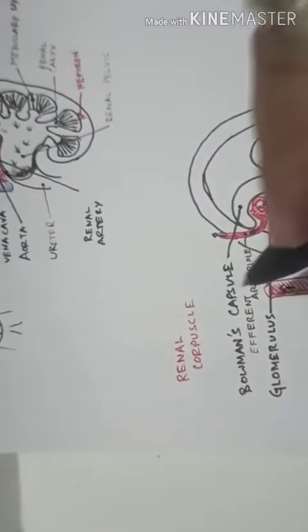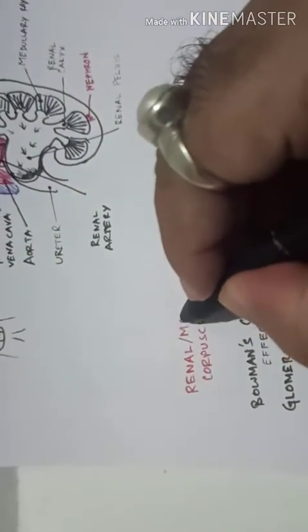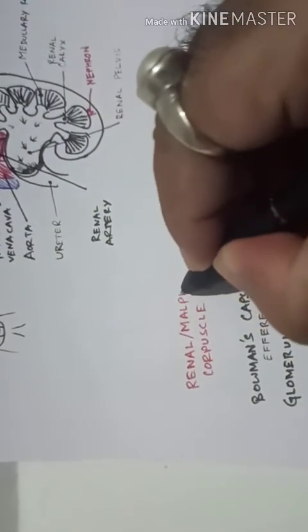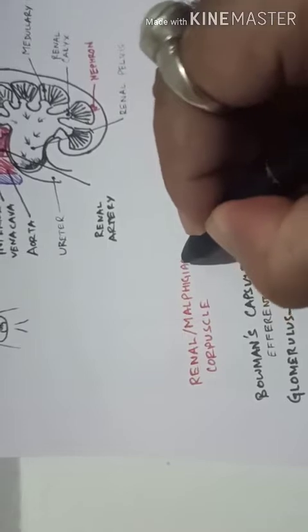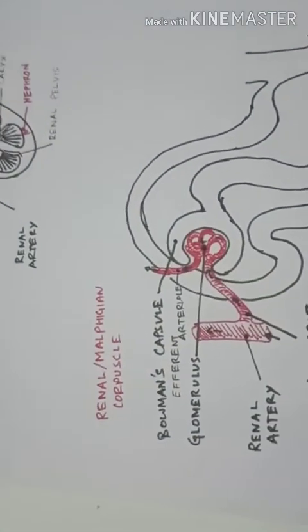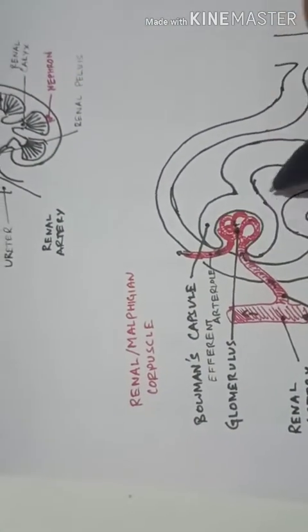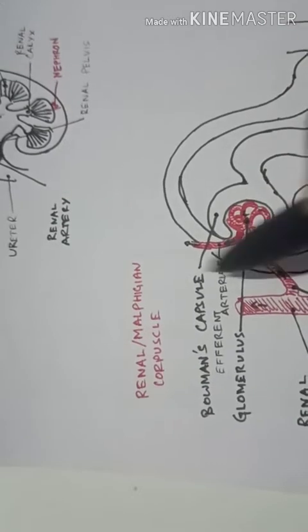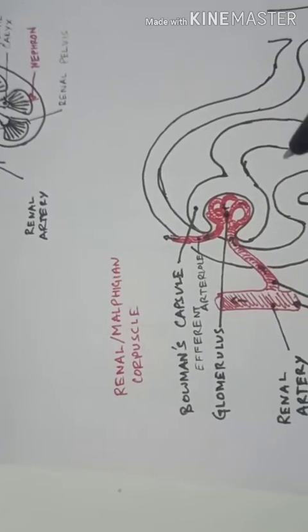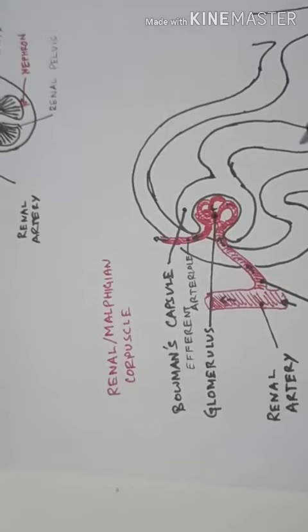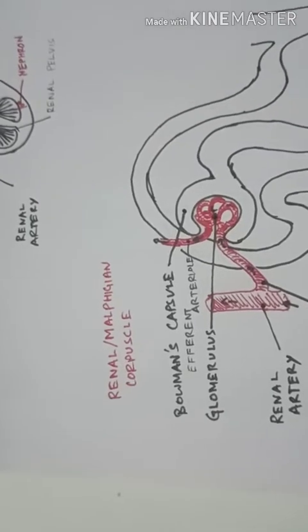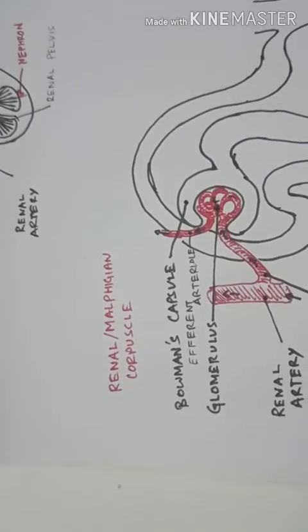Renal corpuscle. Previously it was also called a Malpighian corpuscle. So you may come across both names. Don't worry, this entire section, this top portion that we've drawn here, is known as the renal or the Malpighian corpuscle.